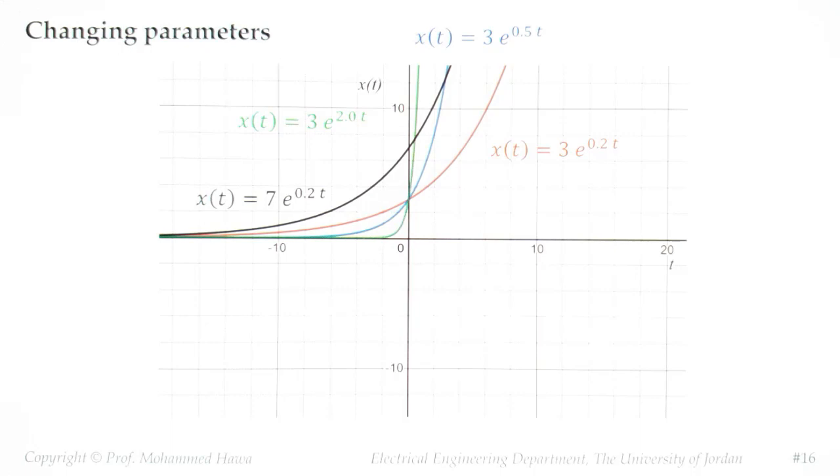A homework for you guys: what happens if I change the scaling factor to negative? I keep the exponent positive, 0.2 or 0.5 or 2, but I want to change the 3 into minus 3 or the 7 into minus 7. Can you please draw this and compare your results to this diagram?